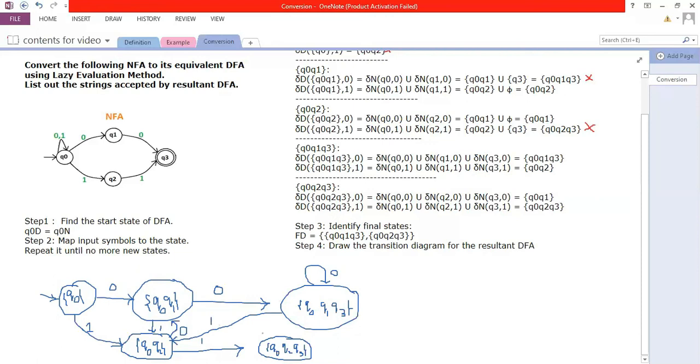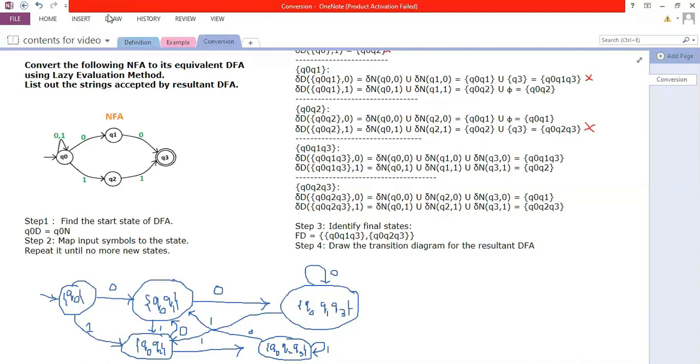Then check out Q naught Q2 Q3 with 0 is Q naught Q1. Then Q naught Q2 Q3 with 1 is Q naught Q2 Q3 itself. Is it correct? You just check out once again. If there are any mistakes, you just change accordingly. Yes, it's proper. So now I need to specify the final states.